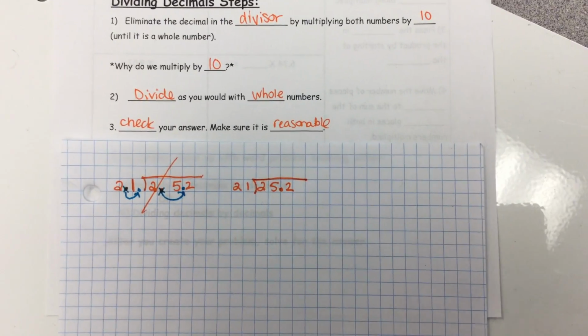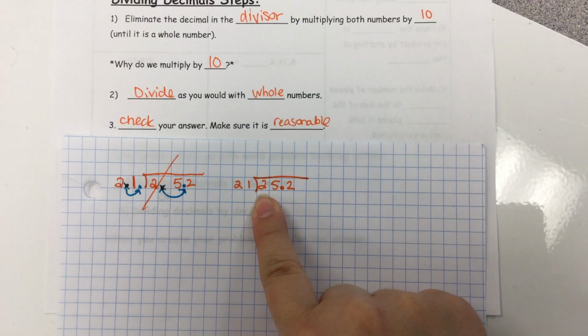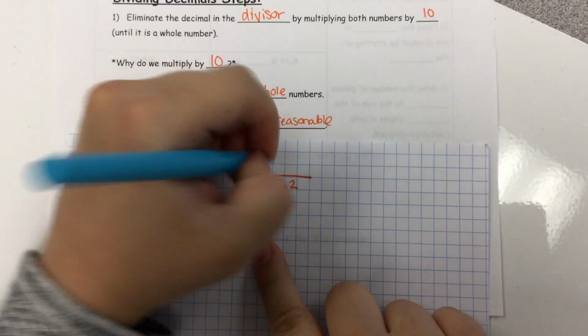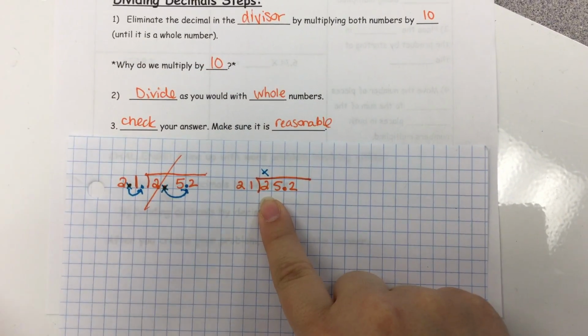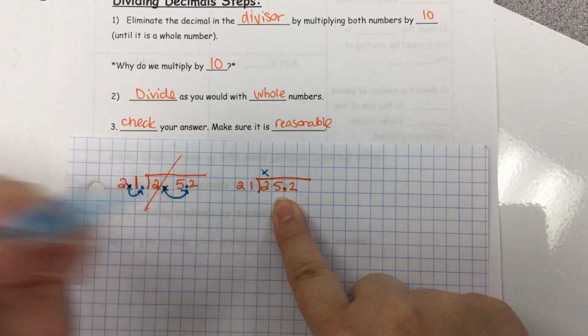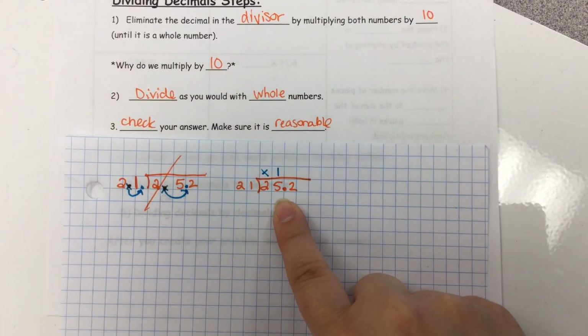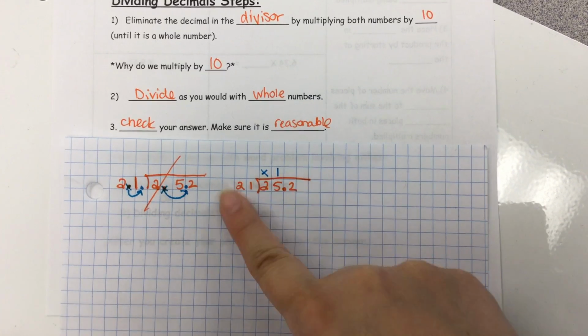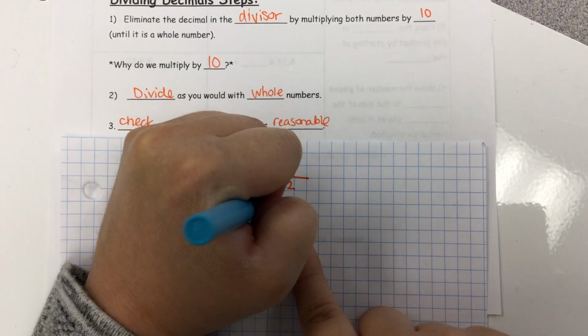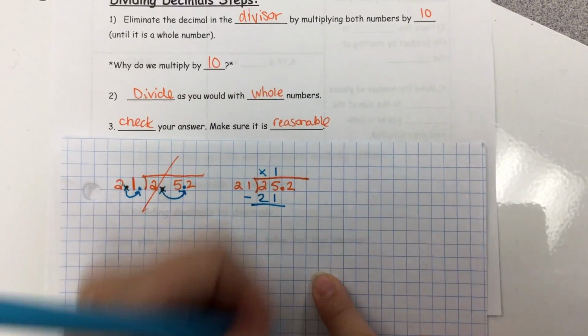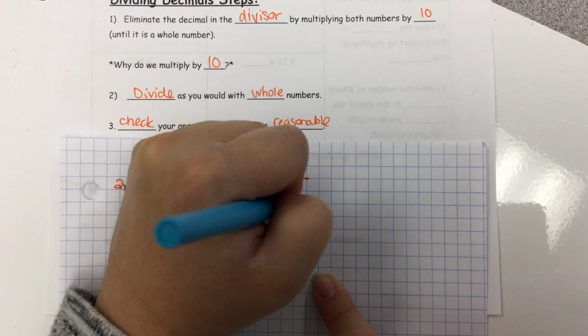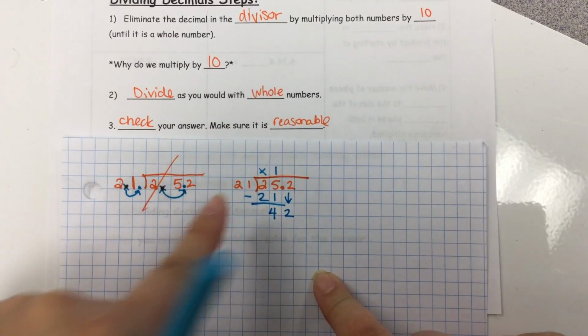Let's ask ourselves, 21 goes into 2 how many times? Well, it goes in there 0 times, so I'm going to put an X up there. 21 goes into 25 how many times? It goes in there 1 time. 1 times 21 is 21. 25 minus 21 is 4. Now I'm going to bring down the 2.